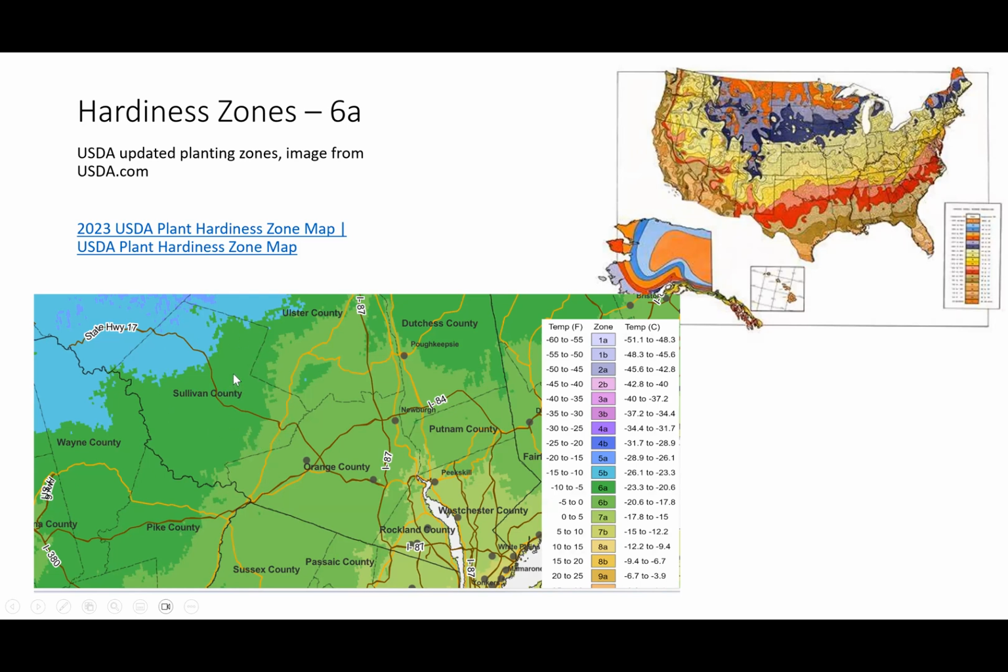So anything that grows in zone 5 or 6 usually is okay here, depending on where you are. I just read that actually the USA updated their planting zones this year, so that's kind of crazy.